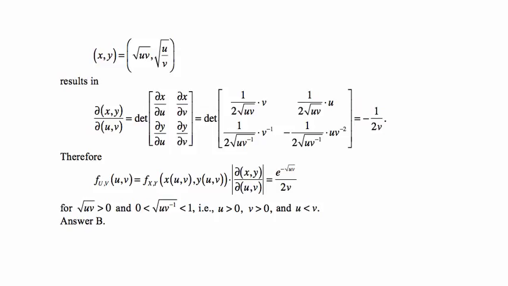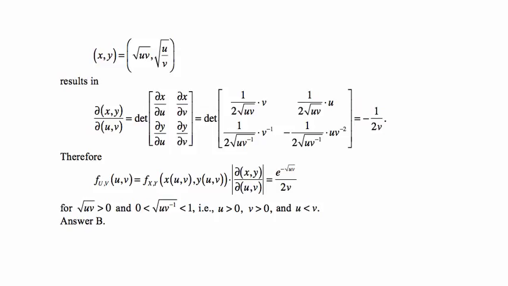Then we take the determinant of that matrix, and we end up with, well, you multiply the left upper corner times the right lower corner minus the product of the other two entries in the matrix, and we end up with minus 1 over 2v. And the new joint density of u and v is the original density of xy evaluated at x that corresponds to u and v, and y that corresponds to u and v, times the absolute value of that Jacobian that we just calculated, which is going to be 1 over 2v without the minus sign, the absolute value.